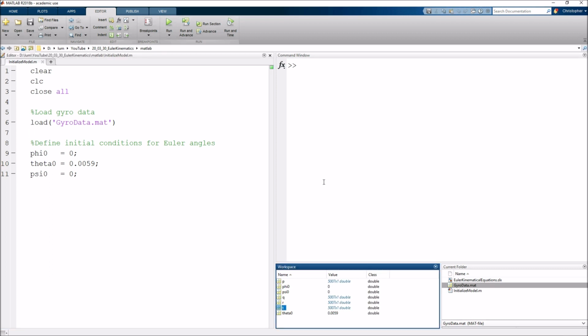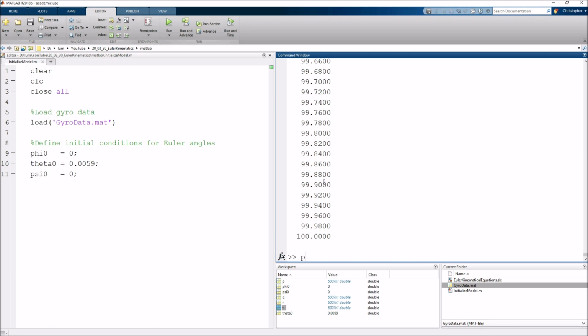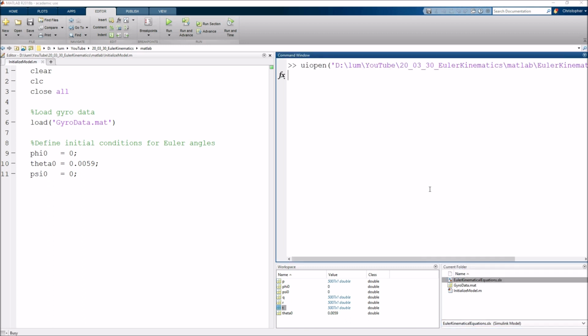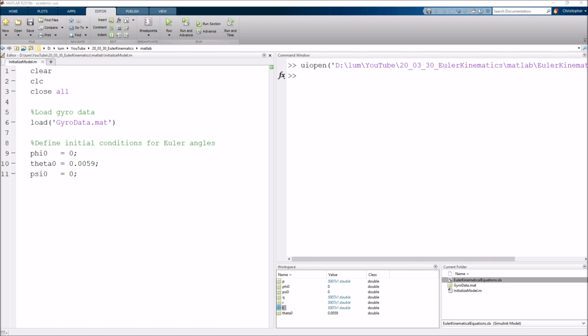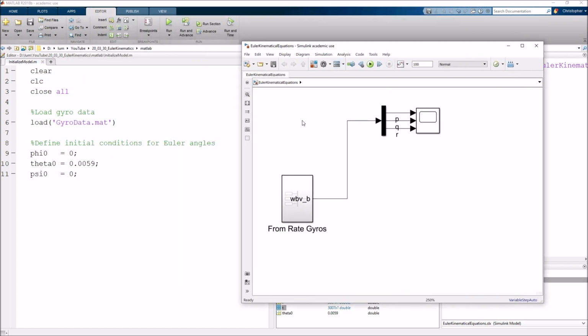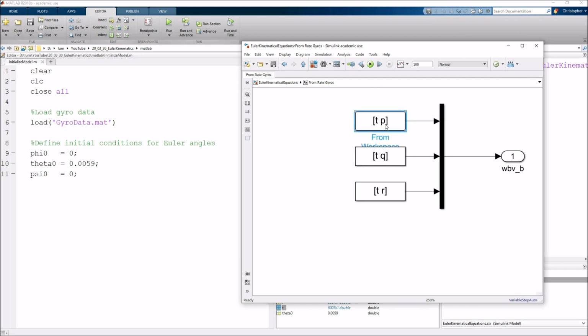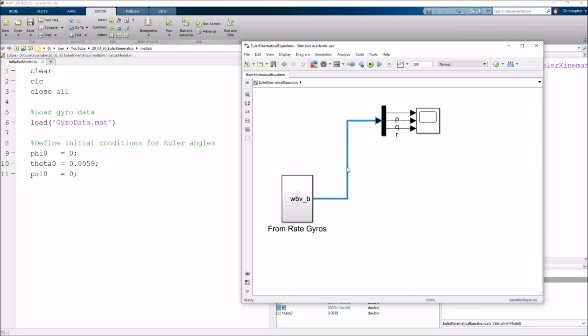We've got t, which is a big time vector of all the time samples, and then we've got traces for p, the bank rate, q, the pitch rate, and r, the yaw rate. So p, q, and r. Let's open up my little draft Simulink model. All it does is read in data from the rate gyros. I've got a couple of From Workspace blocks that read in P, Q, and R and stick them in as a vector, and that vector, as we said, is omega b with respect to v expressed in the body frame. So this signal is effectively the rate gyro information.